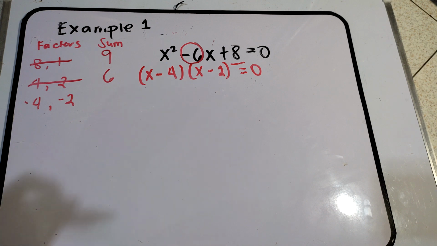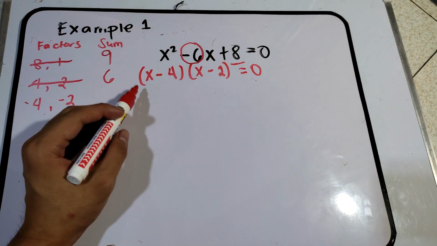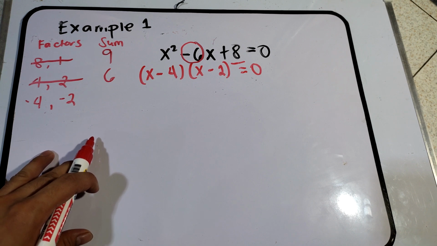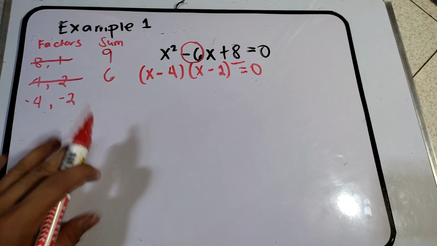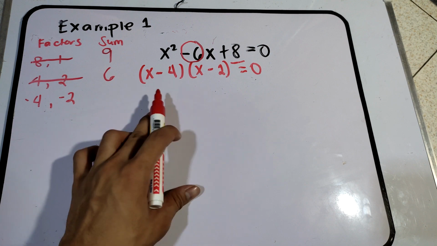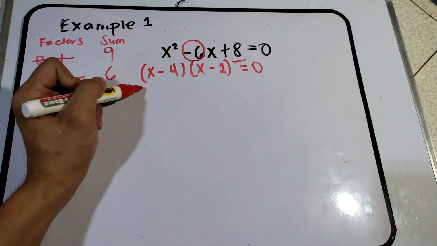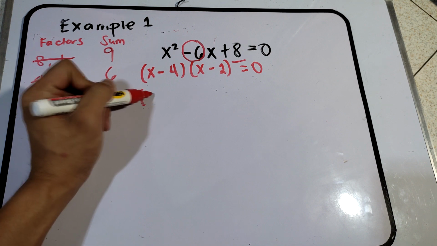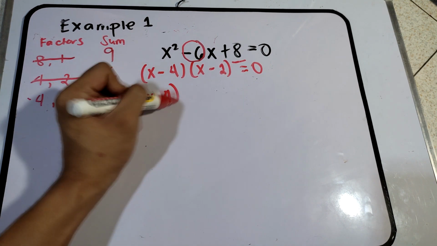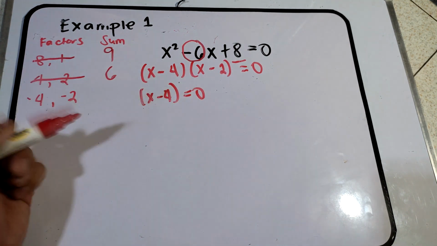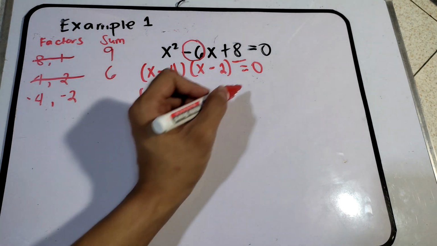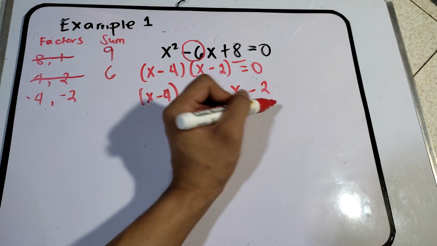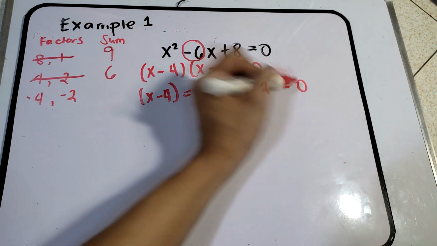Next is to write it on zero product property para mapalabas natin yung value ng bawat variable natin. So, in writing zero product property, lalagyan lang natin ng x. So, x minus 4 is equal to 0. Kaya siya zero product property. And x minus 2 equal to 0.